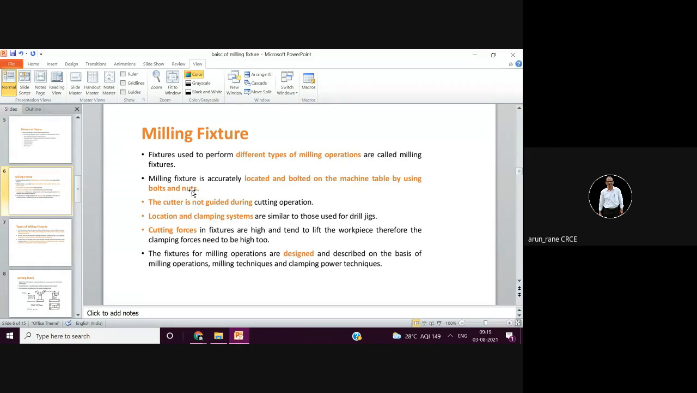In a drilling jig we have seen that the force is only in the z direction, and that force is called the axial thrust. But here in milling, the cutting forces are in three directions: x, y, and z. Those cutting forces will tend to lift the workpiece. Therefore the clamping force is very high, and that's why sometimes you go for power operated clamping.